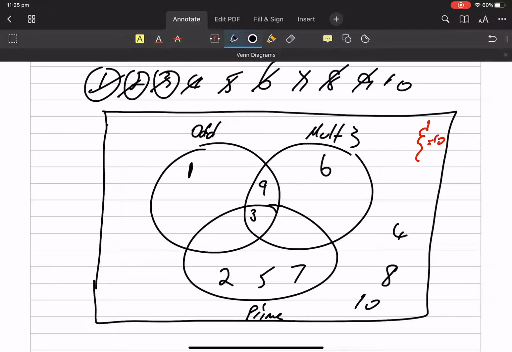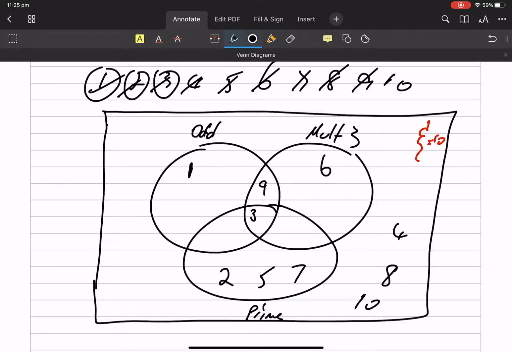10's nothing. So if we look at it, we've got 2, 5 and 7 are all prime, but they're not odd and not multiples of 3. 1 is just odd. It's not a multiple of 3 and it's not prime. 6 is just a multiple of 3. It's not odd and it's not prime. 9 is odd and a multiple of 3, but not prime. And 3 is all 3. Okay, so that was fun.